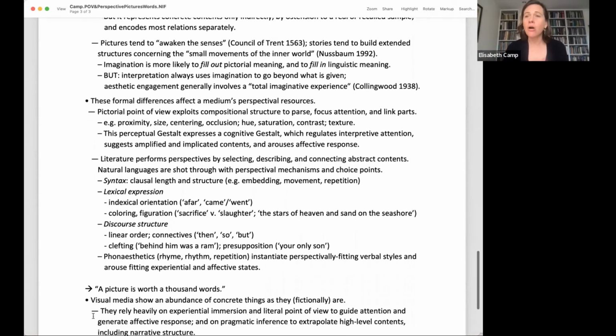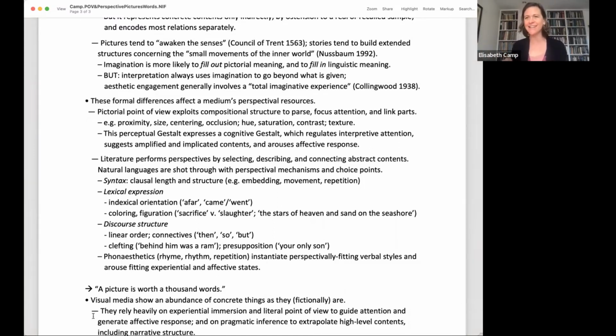Okay, so now we can begin to turn from thinking about how representational vehicles differ in their expressive and representational powers in virtue of the different compositional and expressive principles to thinking about art in particular. So I think there's a very general prediction, which is that pictures tend to awaken the senses, as the Council of Trent said, and Caravaggio was actually paid to do this, right?